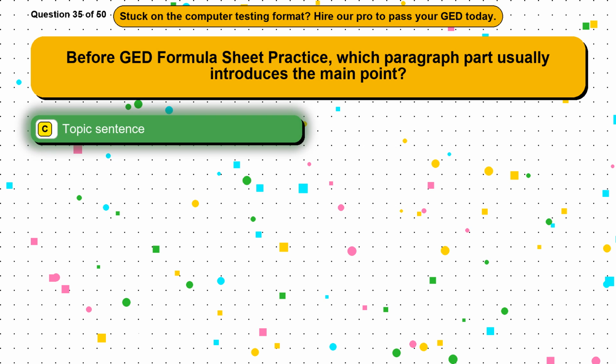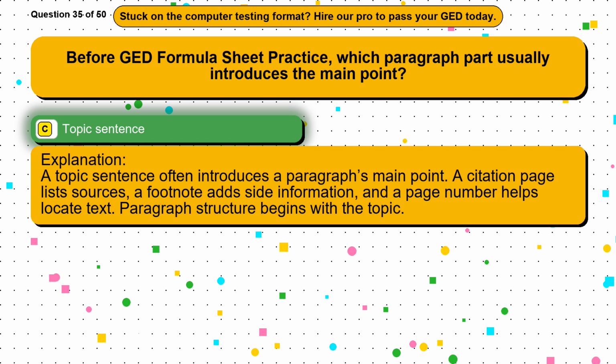The correct answer is option C, topic sentence. A topic sentence often introduces a paragraph's main point. A citation page lists sources, a footnote adds side information, and a page number helps locate text. Paragraph structure begins with the topic.